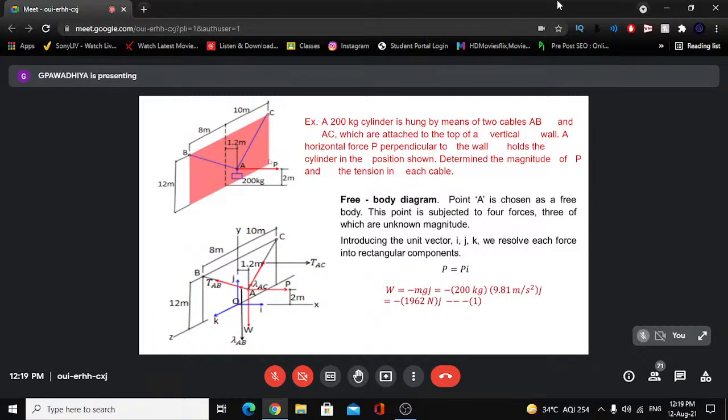So there are 4 actions, represented by the directions of these ropes. One is TAC, directed along C from A to C, TAB directed along B from A to B, and T as shown. So these will be 3 forces and one W, that is 200 into g.